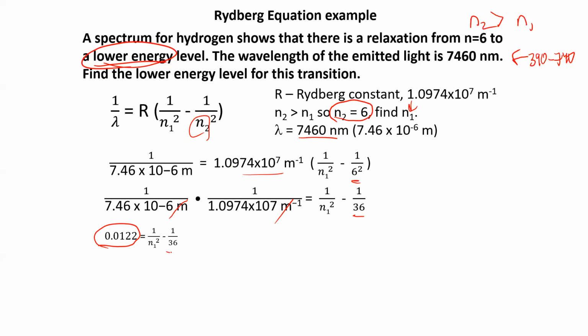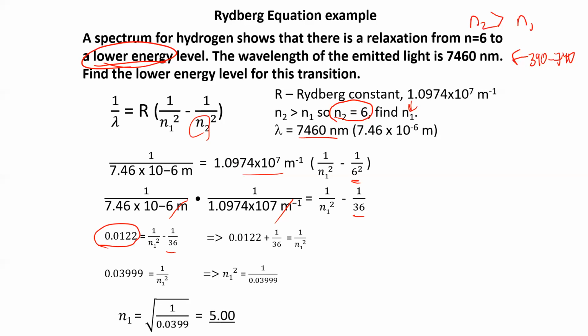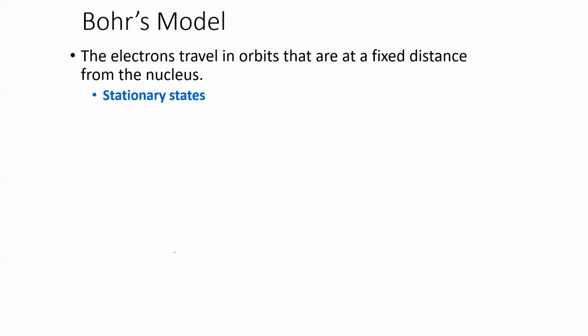And now we're going to add 1/36 to both sides, and we get this number. And then we're going to solve for N1. That's squared, so we have to take the square root, and we get that it falls down to the lower energy level of 5. So this transition was from the 6th to the 5th energy level. So not a lot of energy was released. So Bohr's model: the electrons travel in orbits that are fixed distances from the nucleus, and they're stationary states. They're stable.